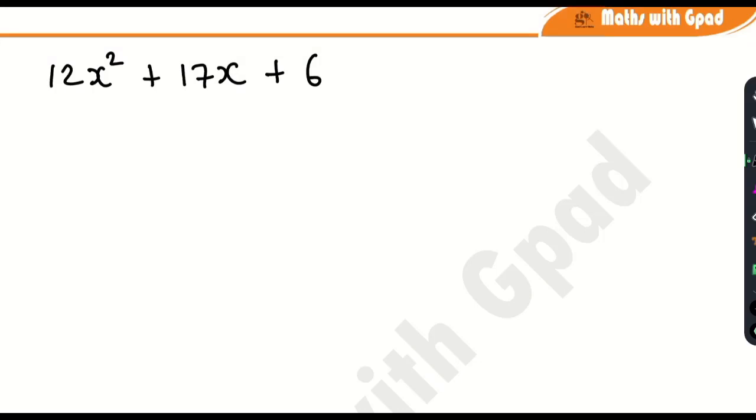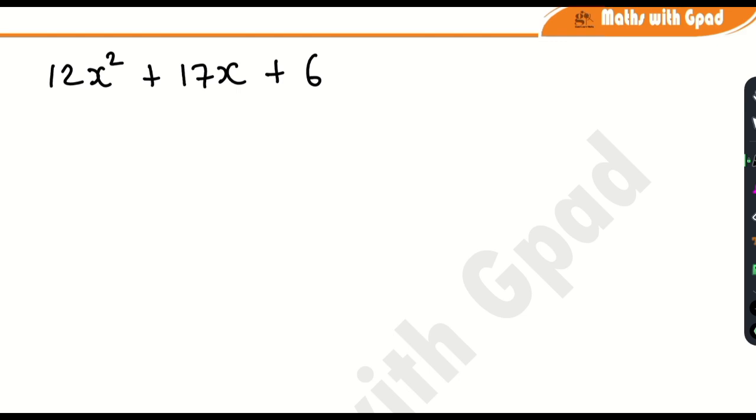In this video, I'm going to be explaining how to factorize a trinomial like this, where the leading coefficient is not 1. So the leading coefficient is other than 1. As you can see in this example, it is 12. All right, let me show you how to easily factorize this trinomial.